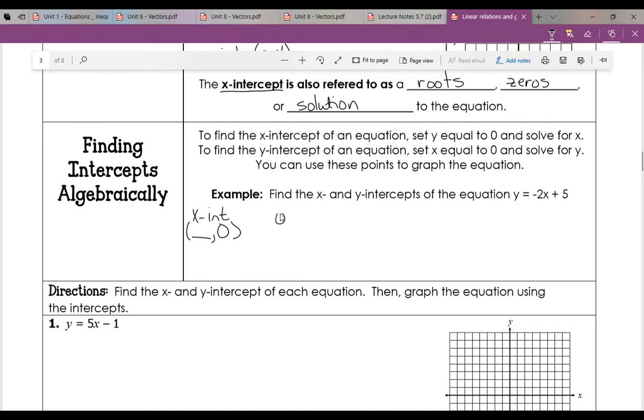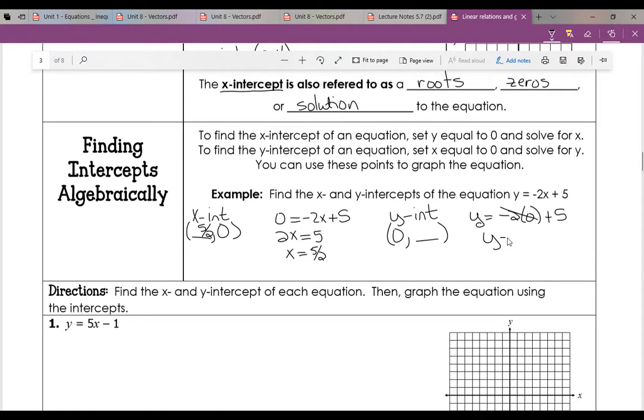So that would be 0 equals -2x plus 5. If I add 2x and then divide by 2, I get 5 over 2 as my x-intercept. If you want to write that as 2.5, that's fine because it does divide out exactly to 2.5. Now, to find my y-intercept, I'm going to do just the opposite. I'm going to plug 0 in for x and figure out what the y value is. So y equals -2 times 0 plus 5. That will drop out, so y equals 5. So the point (0, 5) is my y-intercept.